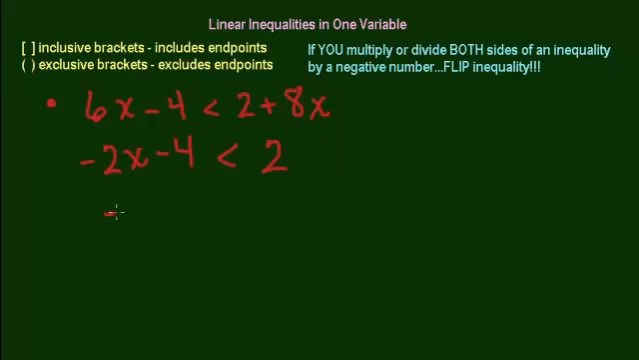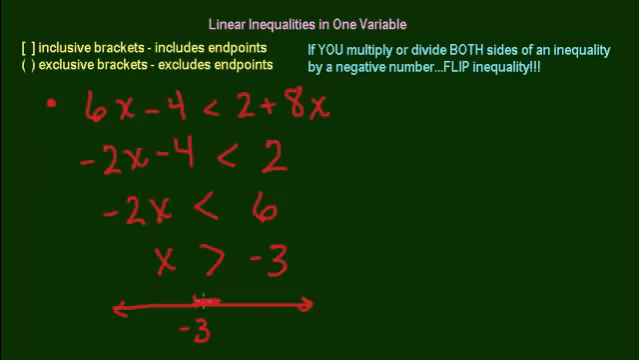I'm going to add 4 to both sides, so I'll have negative 2x, and then adding 4 would be a 6. Did I multiply or divide both sides by a negative? Nope, I did not, so I'll keep my same sign. Now I'm going to divide both sides by a negative 2. I'll have an x, and I'll have a negative 3 over here. Did I multiply or divide both sides by a negative? Sure did, because I divided by a negative 2, so I'll flip that sign. Here's my graphical notation. I'll put my negative 3 on there. Shade in everything that's greater than negative 3.